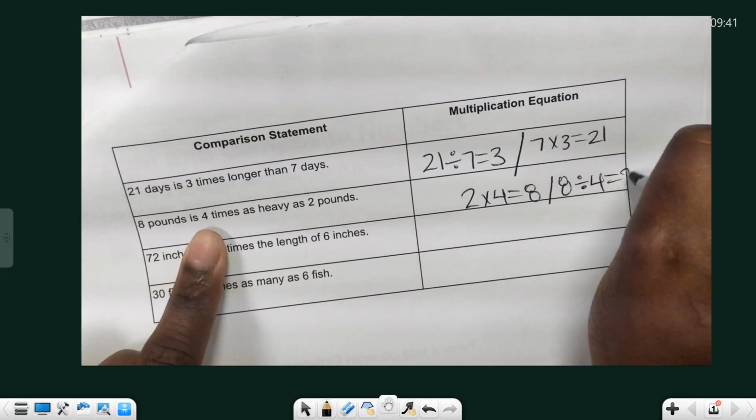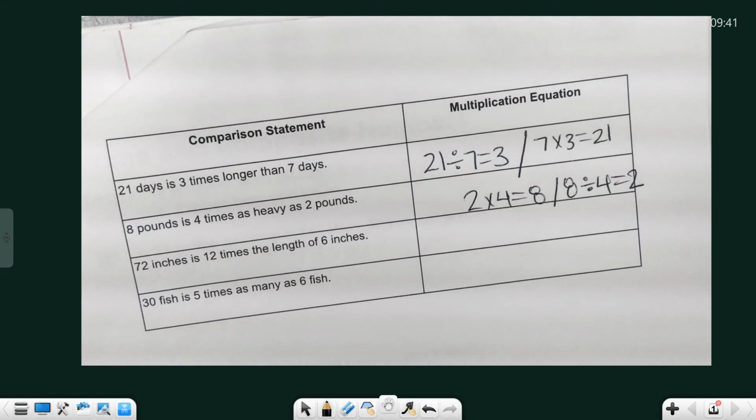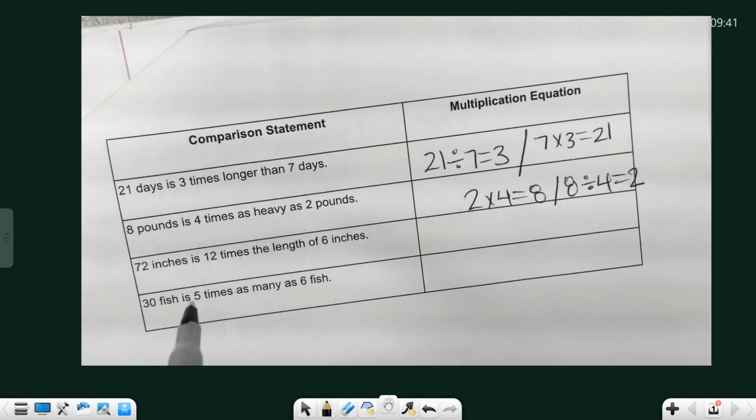Very good. 72 inches is 12 times the length of 6 inches. Jeremiah, you should be sitting in your seat, not falling under the desk and sliding. Sorry, class, back to the problem.